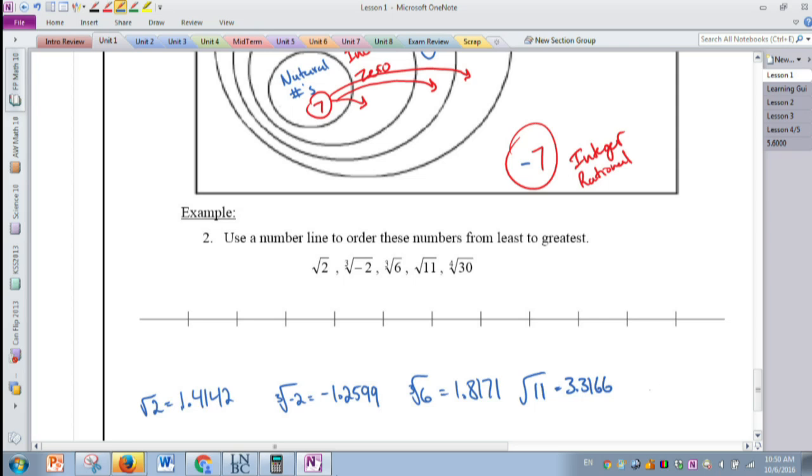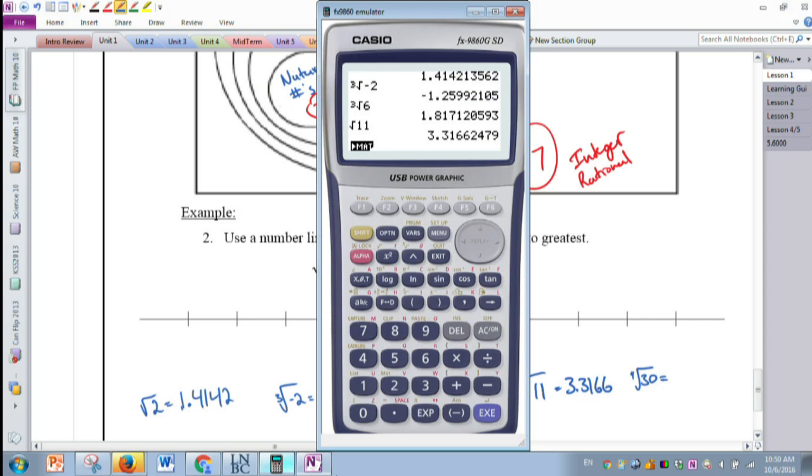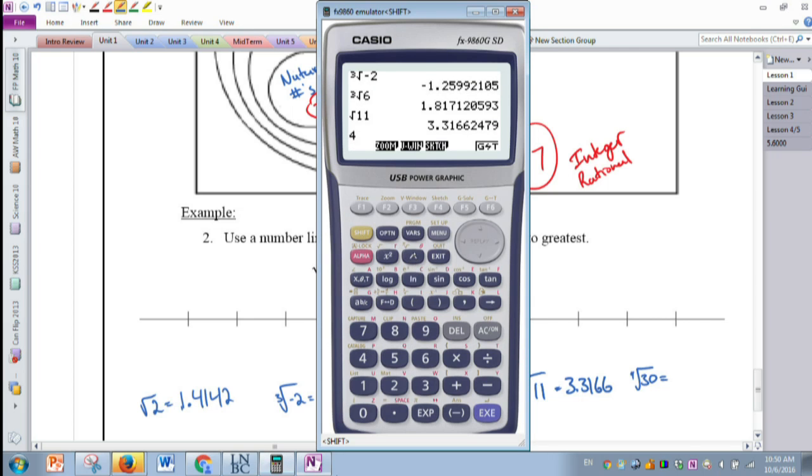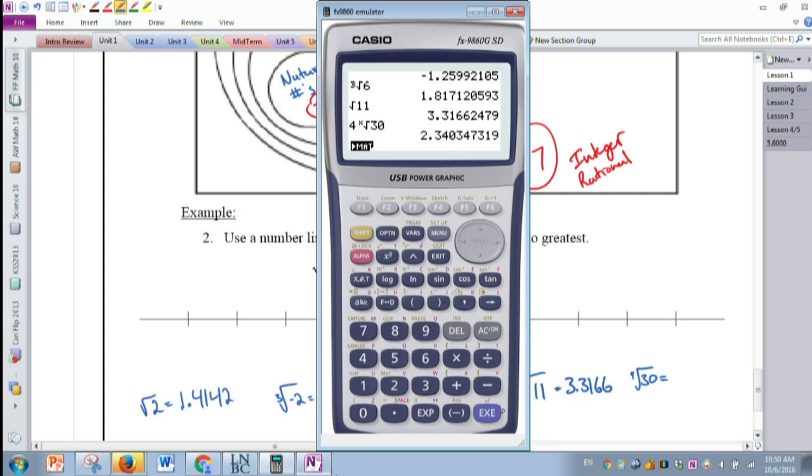And last, I have the 4th root of 30. All right, so on my calculator, I go 4, then I have to go shift, x in front of it, 4th root, and then 30. And I hit enter. And I get 2.3403.